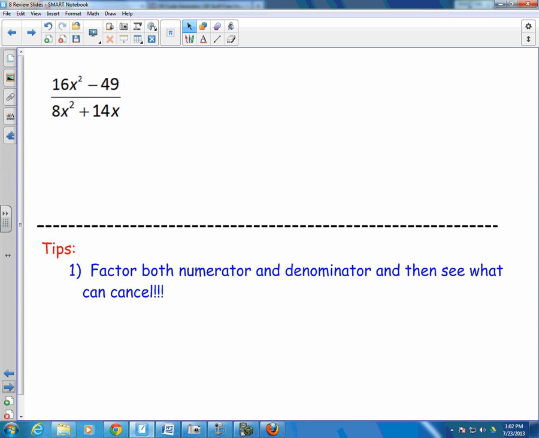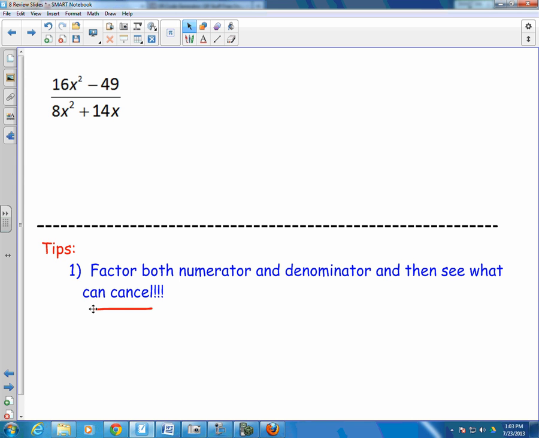So when you are asked to simplify, you merely have to factor both the numerator and denominator and then see what can cancel. And when I say see what can cancel, you're looking for the same thing top and bottom. The same binomial, the same monomial. If you're looking at numbers, see if any numbers can be reduced, things like that.